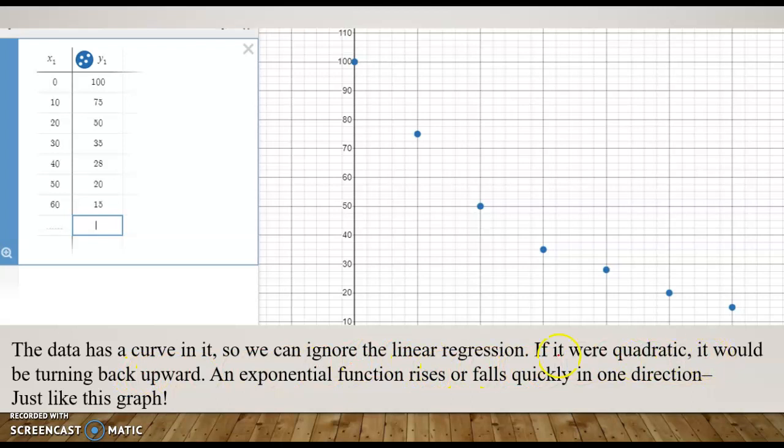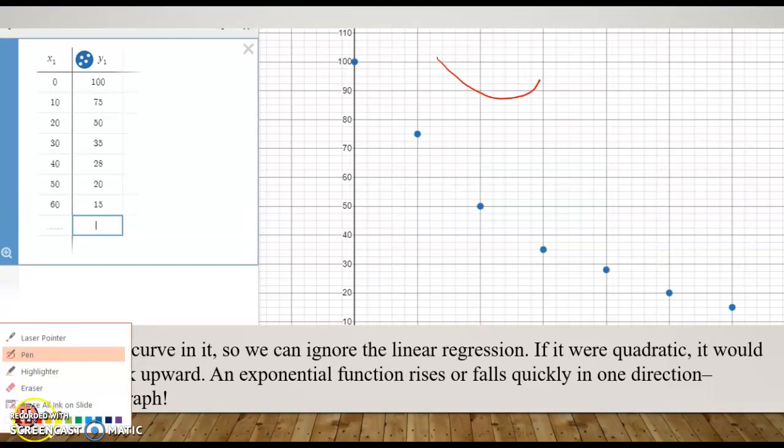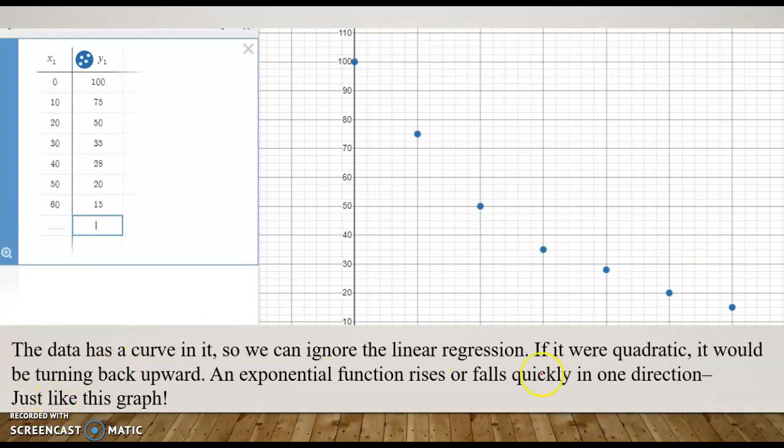If it were quadratic, it would be turning back upward. It would come down like this and then coming back up. But it's not. An exponential function rises or falls quickly in one direction, just like this graph. So you are looking at the exponential here.